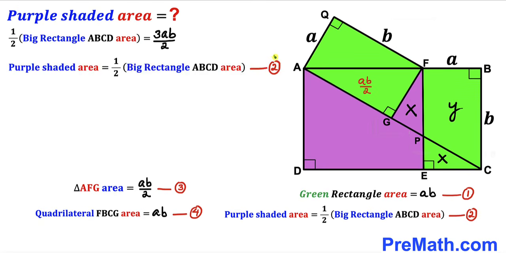And now let's focus on this equation 2. And here I have copied down equation 2 over here. And now let's focus on the right hand side, the half of the big rectangle ABCD area. We already figured out as 3 times AB divided by 2. So I'm going to substitute 3 times AB divided by 2 over here. So thus our purple shaded area turns out to be 3 times AB divided by 2.